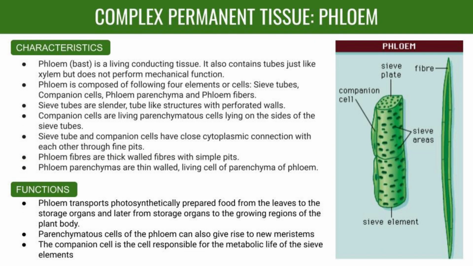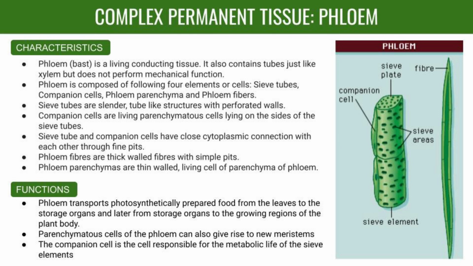Next, we have Phloem tissue. Characteristics. Phloem, or bast, is a living conducting tissue. It also contains tubes just like Xylem but does not perform mechanical function. Phloem is composed of the following four elements or cells: sieve tubes, companion cells, Phloem parenchyma, and Phloem fibers.